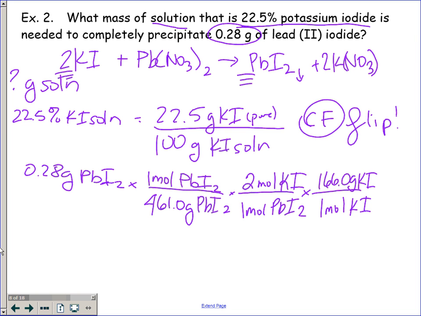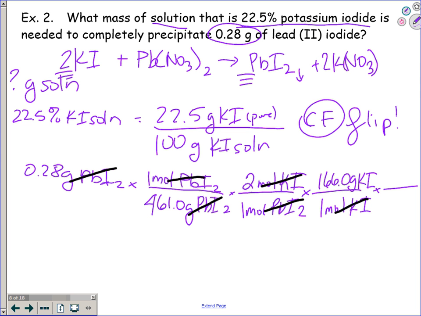So before I continue, just verifying our grams of lead 2 iodide cancel. Our moles of lead 2 iodide cancel. Our moles of potassium iodide cancel. I've got grams of potassium iodide pure. What's my last step? Use the conversion. So do I want to put it down just like it is here?